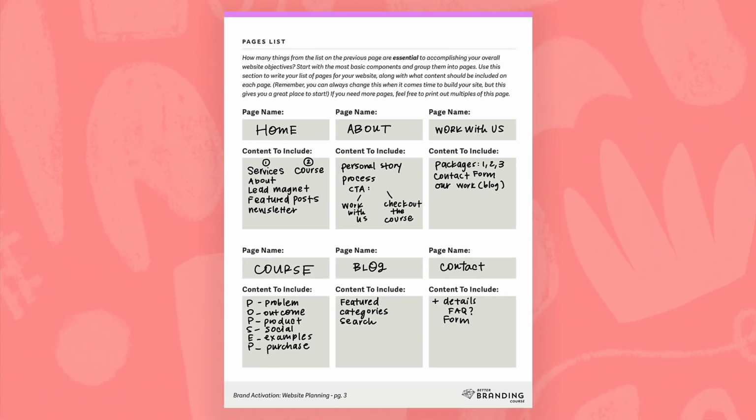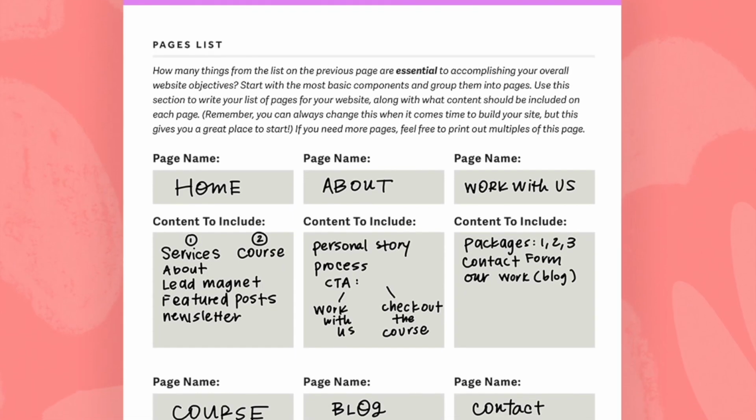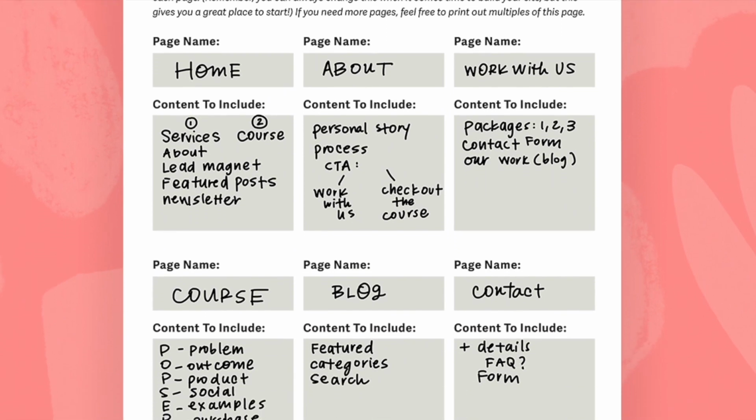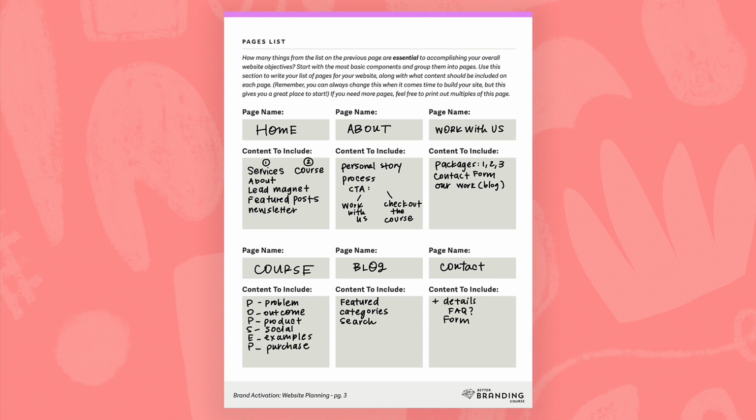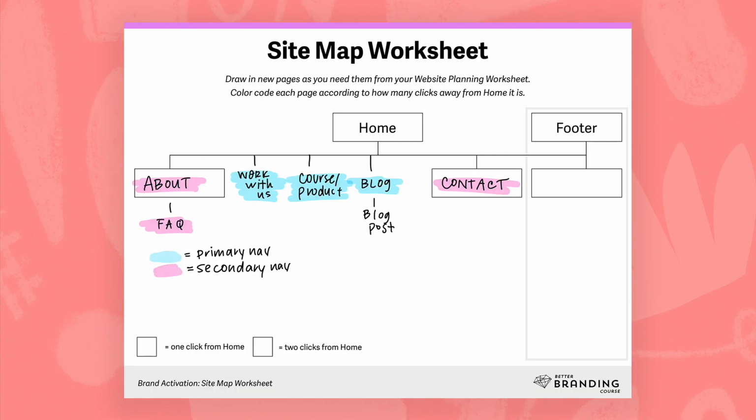You can see I also use the area underneath each page to brainstorm what I think should be included information-wise on each of those pages, and we'll come back to this when it comes time to create the layouts for each page. As far as the sitemap goes, I knew that I didn't want 5 different links to 5 different pages in the header navigation of my website, so I used this worksheet, which is also available inside Better Branding course, to break them down into a primary navigation and a secondary navigation.